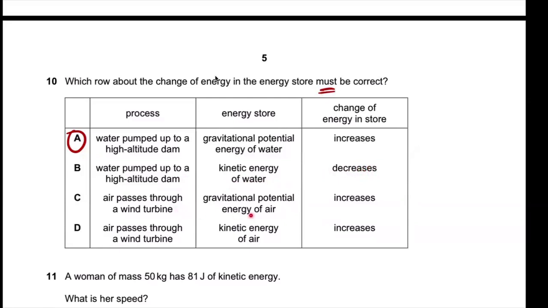Air passes through a wind turbine, GPE of air increases. Again, we know this is definitely not true because air hits the turbine horizontally and it basically makes it move. So it basically has to do with kinetic energy. It has nothing to do with gravitational potential energy. So D, air passing through a wind turbine and kinetic energy of the air increases. This is obviously false as well, as the kinetic energy of the air is going to be passed on to the wind turbine because it's making it rotate. The kinetic energy of air would decrease, not increase. So that's why in this one, A is the correct answer.